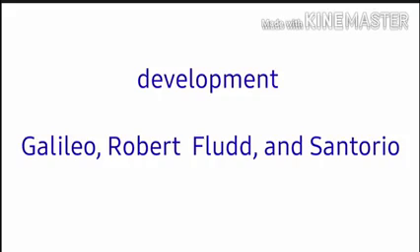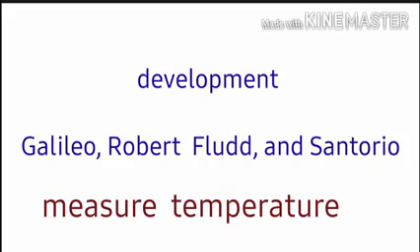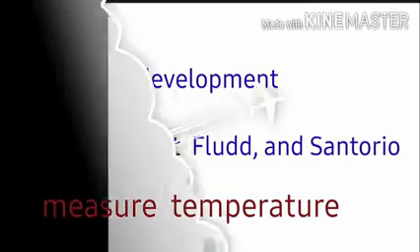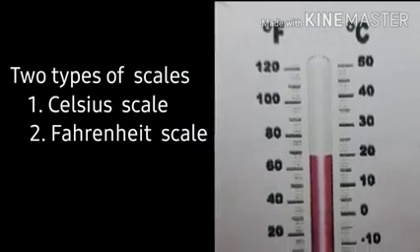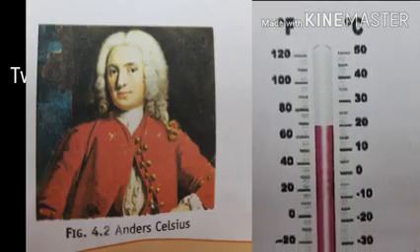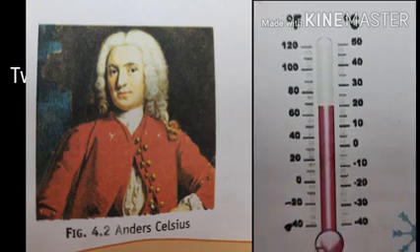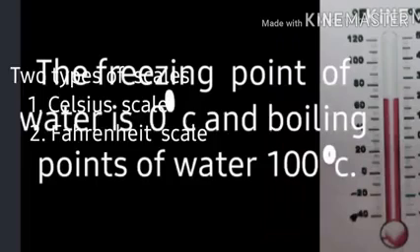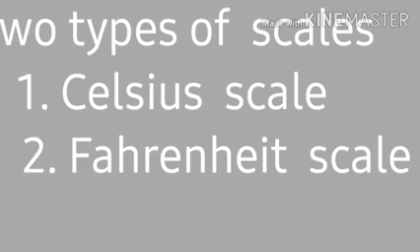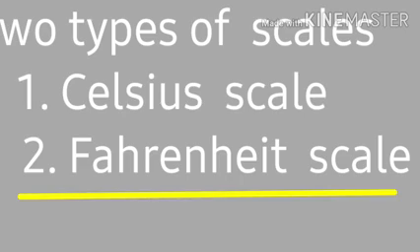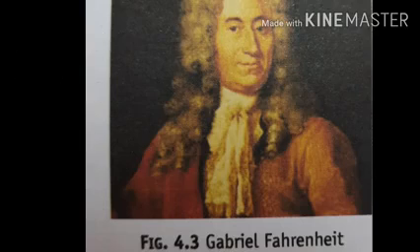There are different kinds of thermometers used for measuring the temperature of different materials and objects. The two common scales of measuring temperature are the Celsius scale and the Fahrenheit scale. Celsius scale is the most commonly used scale. It was proposed by the Swedish astronomer Anders Celsius. According to this scale, the freezing point of water is 0 degrees centigrade and the boiling point of water is 100 degrees centigrade. Next scale is the Fahrenheit scale. It was proposed by the German physicist Gabriel Fahrenheit.